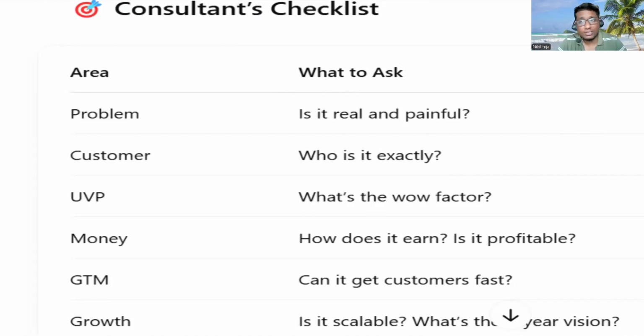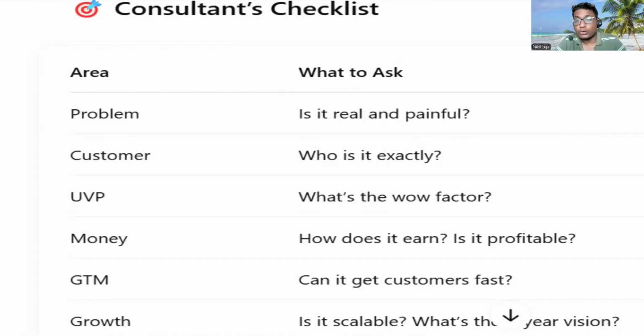Next, UVP is nothing but a USP also. USP is unique selling point. UVP is unique value proposition, which provides the value that differentiates you from your competitors, right? So UVP or USP is nothing but the wow factor. What is the differentiator from your competitor? Basically, your competitor is not providing that feature or that benefit in their product, but you are. UVP is the valuable thing in your product. Why should customers be attracted to your product? Why should customers use your product? That is nothing but UVP or USP, unique selling point or unique value proposition.